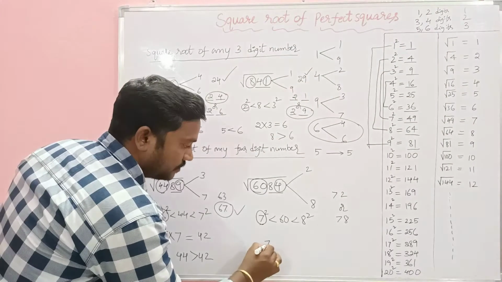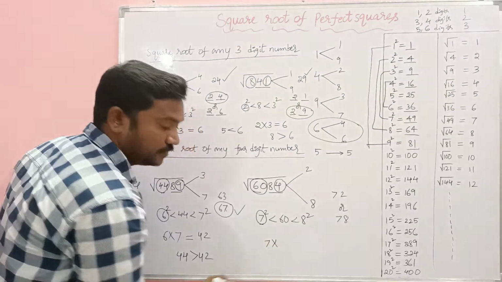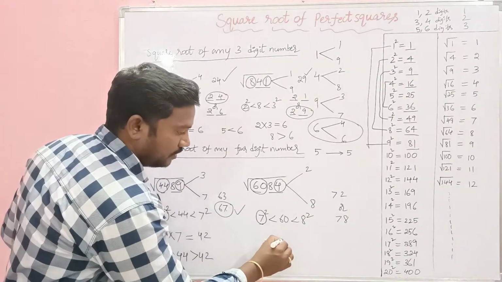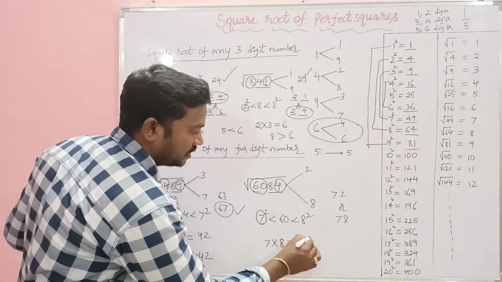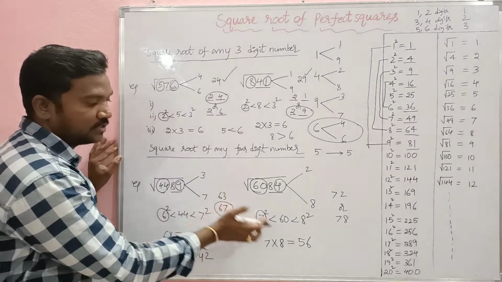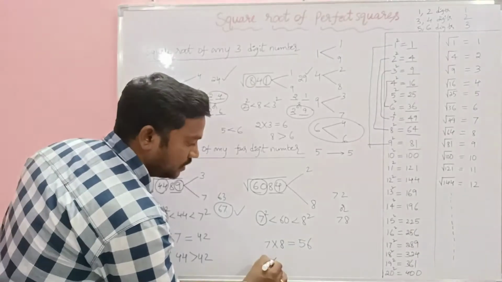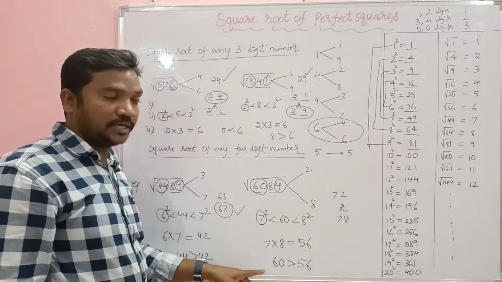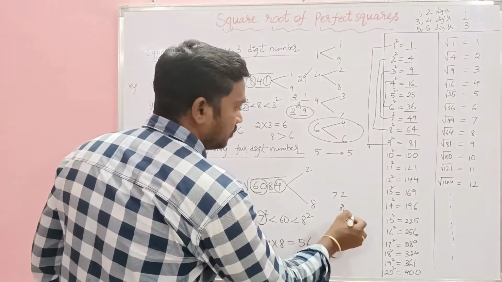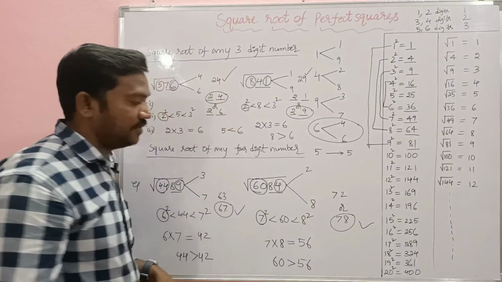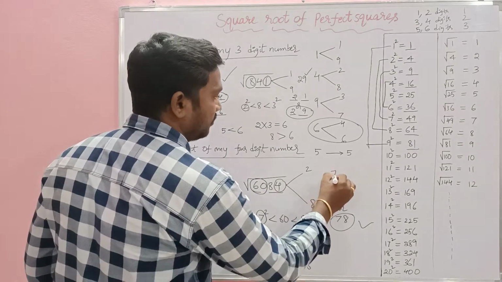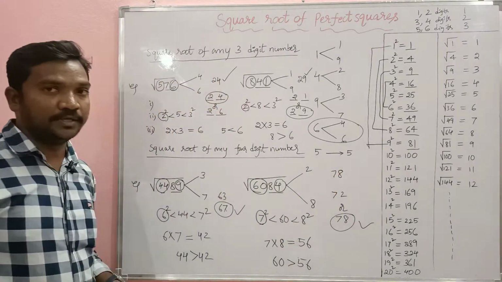Now multiply 7 with its consecutive number. Multiply 7 by its consecutive number 8. 7 8s are 56. Now compare this 56 with 60. 60 is greater than 56. So we have to take the larger number. So 78. The square root of 6084 is nothing but 78.